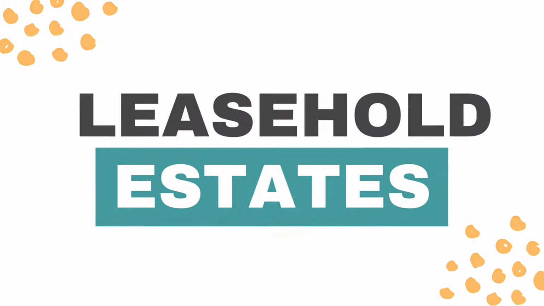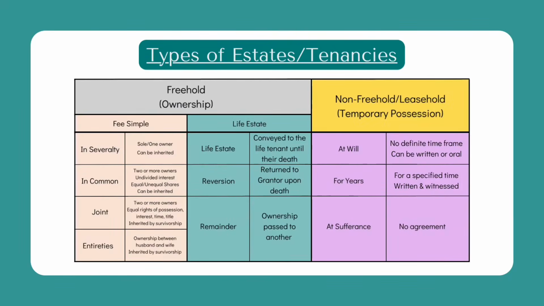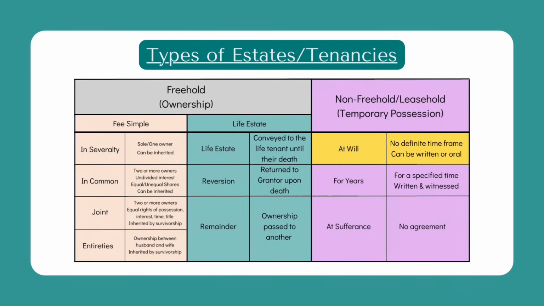That completes the freehold section of the chart, but hold on, because we're going to venture into the 3 non-freehold estates next. The leasehold territory. Here, tenants aren't rulers. They're more like temporary VIPs with the right to use and possess. A non-freehold or leasehold estate means that the tenant does not hold ownership interest in the property, but holds only the right of possession and use. There are 3 categories of non-freehold estates: tenancy at will, tenancy for years, and tenancy at sufferance.